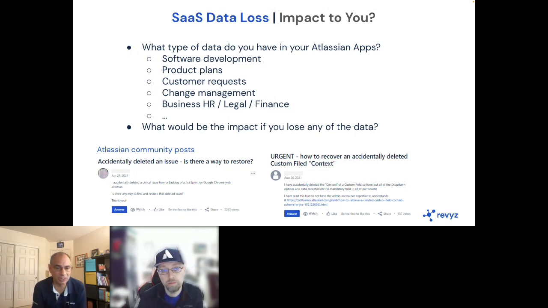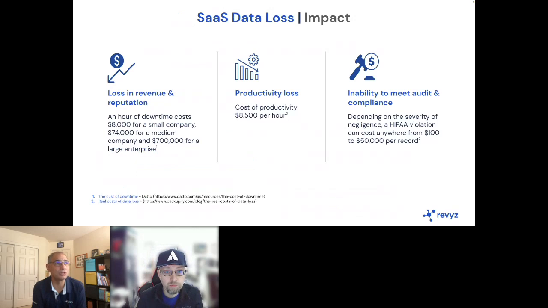From what has been seen, based on surveys from analysts, the cost of data loss could vary, depending on the type of information which you're putting in these applications. It could be as little as $8,000 per hour for small businesses, going up to $700,000 an hour for enterprises. Again, it's a very simplistic way to look at it.